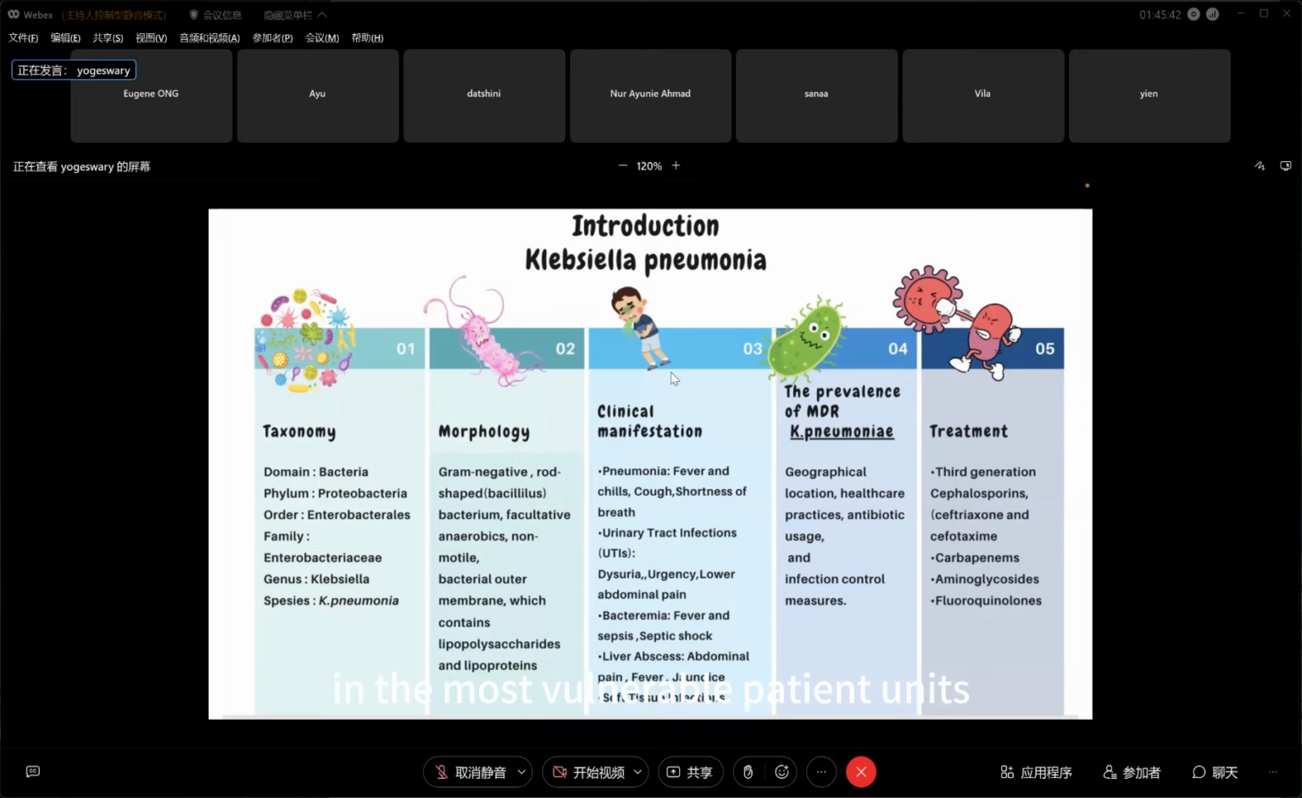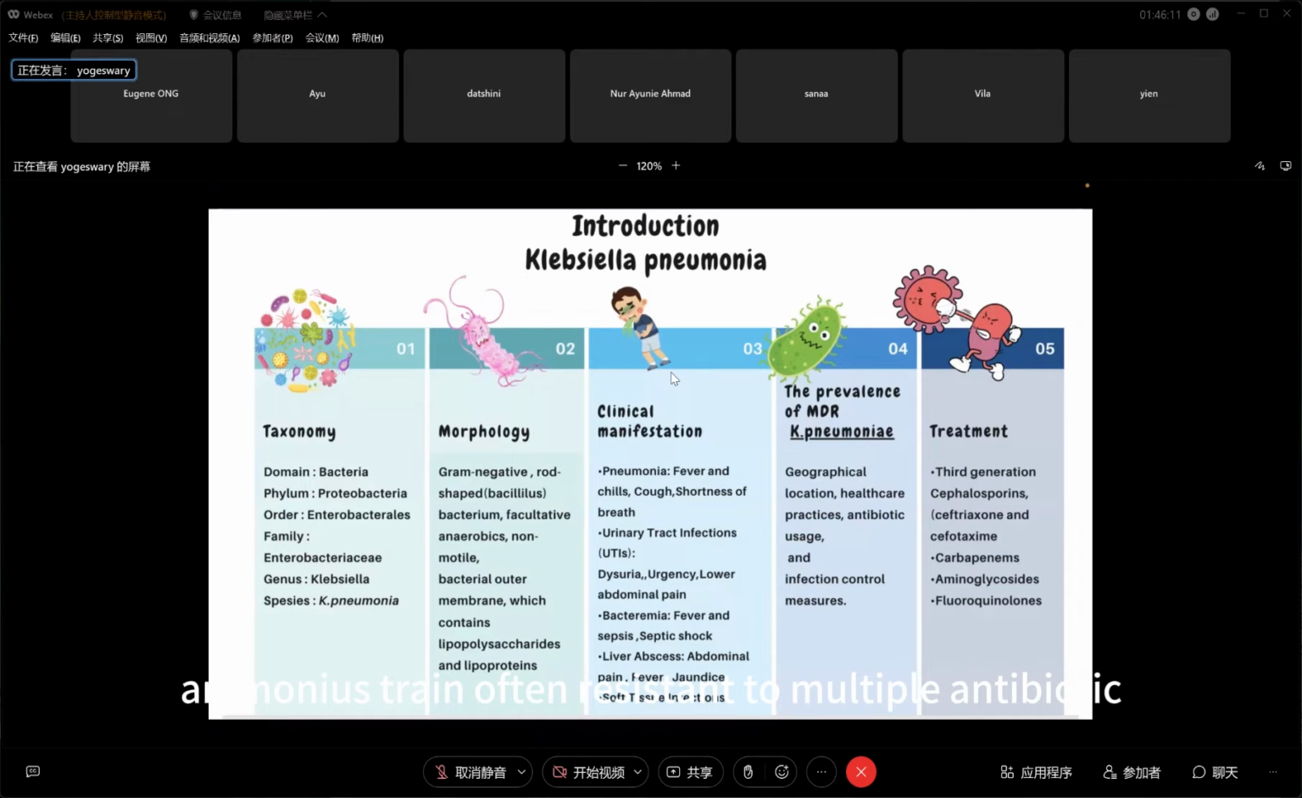The most vulnerable patients are neonates and the elderly, especially those that are immunocompromised. The prevalence of Klebsiella pneumoniae infection varies globally, depending on factors such as geography, healthcare infrastructure, antibiotic usage, and infection control.